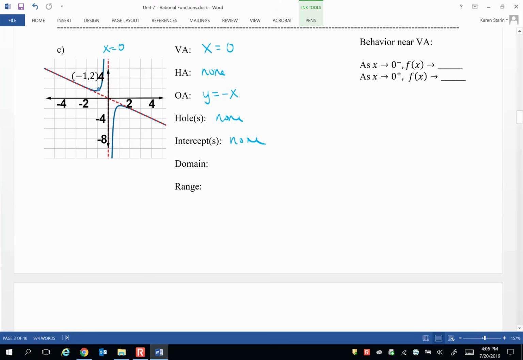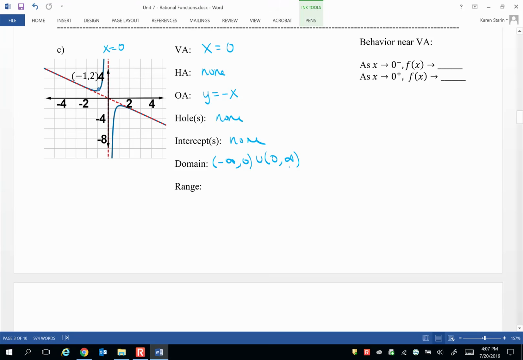So now let's read the domain from left to right. And it appears we only have one excluded value of x equals 0, so we can quickly just do -infinity to 0 and then 0 to infinity.